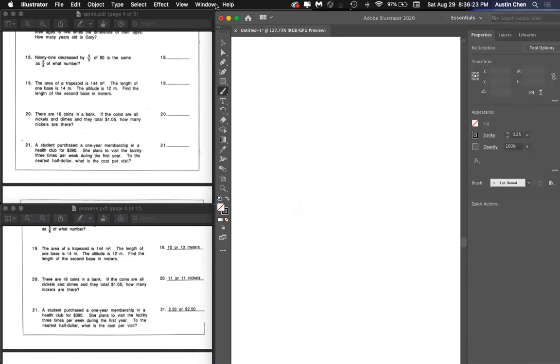Okay. So number 20, there are 16 coins in a bank. If all coins are nickels and dimes and they cost a total of $1.05, how many nickels are there? All right. So we can set up a system of equations for this. Let's say X is our number of nickels, and let's say Y is our number of dimes. We can set up two equations for them, and so we can solve them.